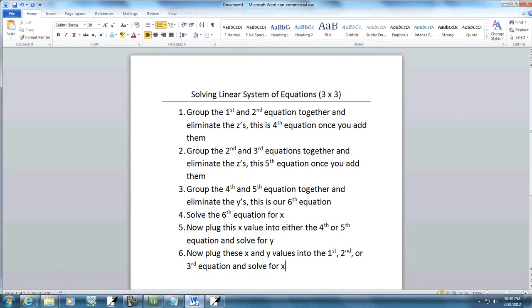Now, I tried to give you a step-by-step on how to do this, but again, sometimes you don't eliminate the z's, you eliminate the y's because it's easier, so this isn't exactly set in stone. I would recommend this until you get comfortable with the process, and then you can expand your knowledge to realize you can eliminate whatever is easiest for you.